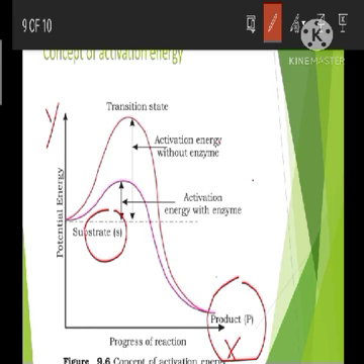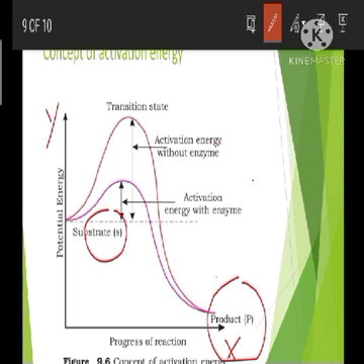So if the product is lower than that of S, then we can say it is an exothermic reaction. In an exothermic reaction, we need not supply energy by heating to form the product. Whether it is an exothermic or endothermic reaction, the substrate S has to go through the transition state, then only it can be converted into a product.